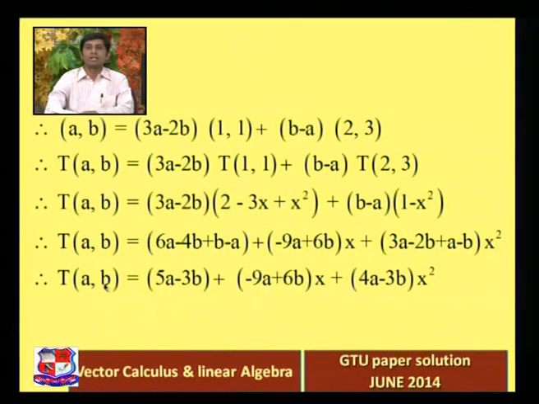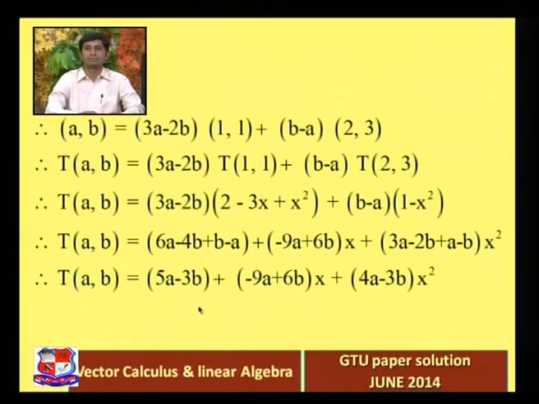So T of (a,b) is equal to 5a minus 3b, plus minus 9a plus 6b into x, plus 4a minus 3b into x square. So finally you will get this value, right? So here we found T of (a,b).